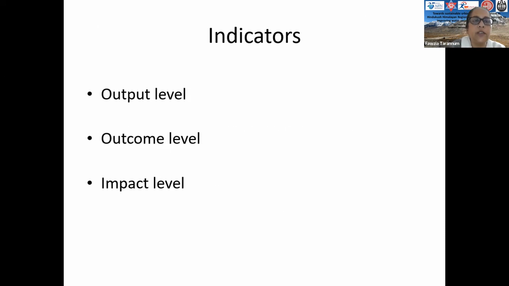Now, what is the difference between output, outcome, and impact? Would anybody like to throw some light on that? When we say output level, outcome level, and impact level indicators, with any example that you think you can explain that?